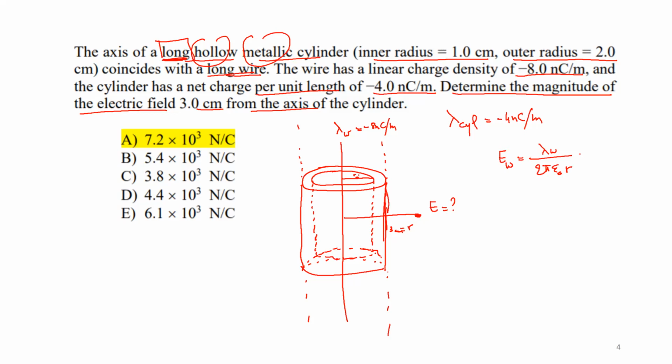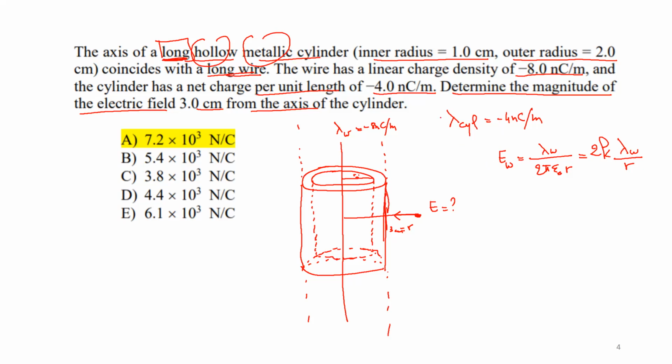In other words, this is just 2k lambda wire divided by r. I know k, I know lambda wire, and I know r. I can calculate the electric field created by the wire. Of course, it's negative, so it will be pointing inward, right? Radially inward.